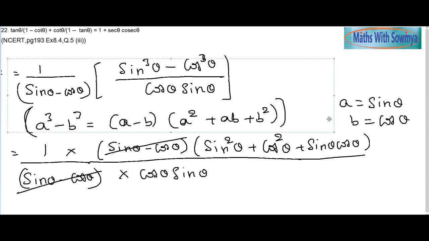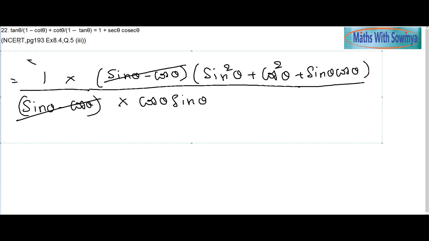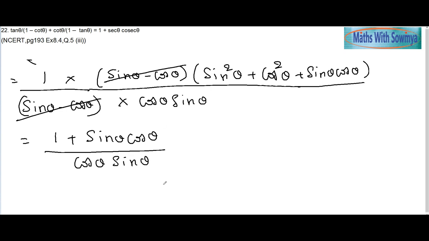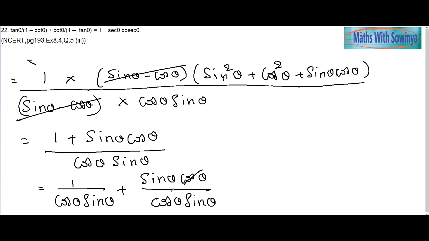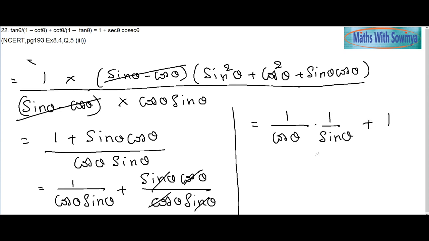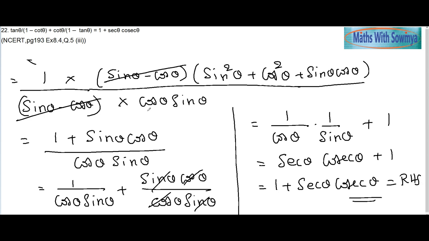Now, sin square theta plus cos square theta will give us 1, plus sin theta cos theta divided by cos theta sin theta. This we can write as 1 by cos theta sin theta plus sin theta cos theta by cos theta sin theta. So here cos theta and sin theta get cancelled. You are left with 1 by cos theta into 1 by sin theta plus 1. So 1 by cos theta is nothing but secant theta, and 1 by sin theta is cosecant theta. So you can rewrite it as 1 plus secant theta into cosecant theta, which is the RHS. So we can see here this is the RHS where we have reached.